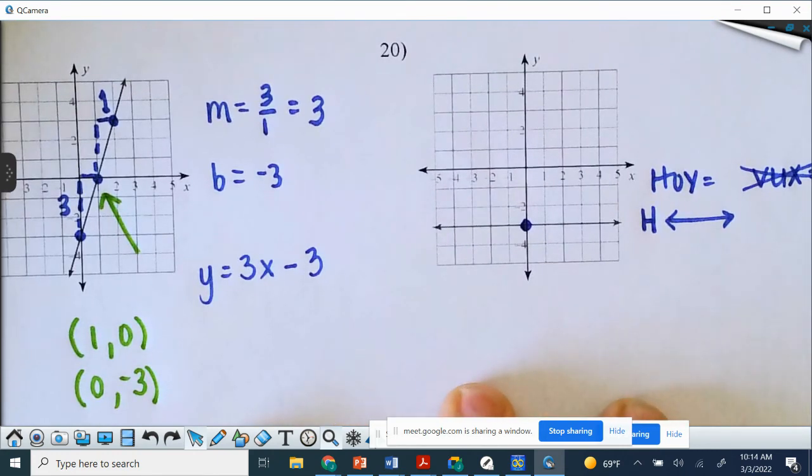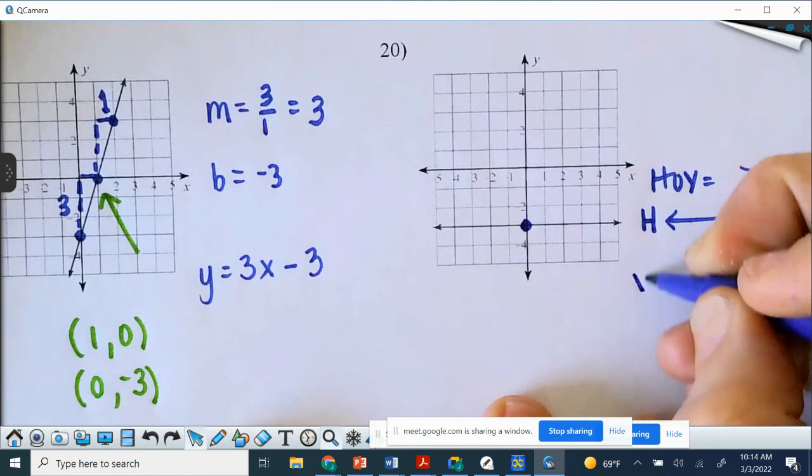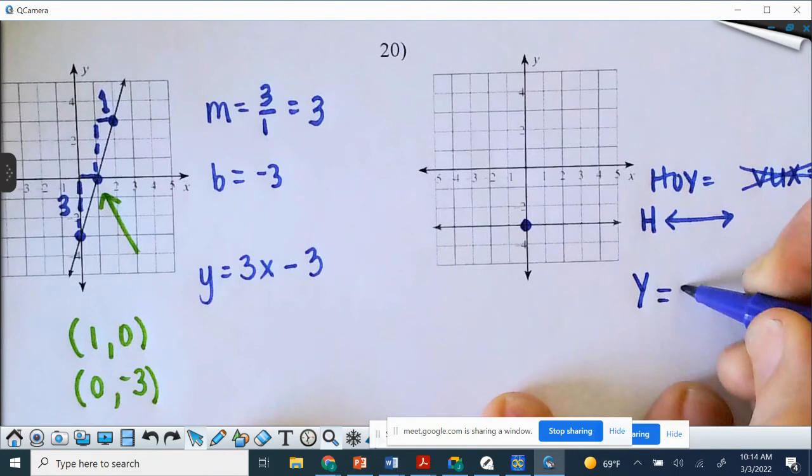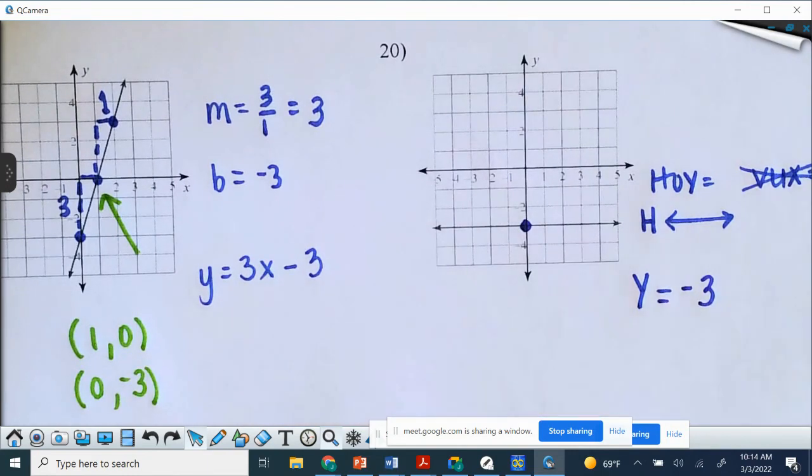0 slope and a y equals equation. So y equals, and in this case, you just have to tell me what y equals. And so that's a -3. And you have now written the equation of a horizontal line that crosses through the y-intercept of -3. It does not have an x-intercept because it is a horizontal line. And it does have a 0 slope.